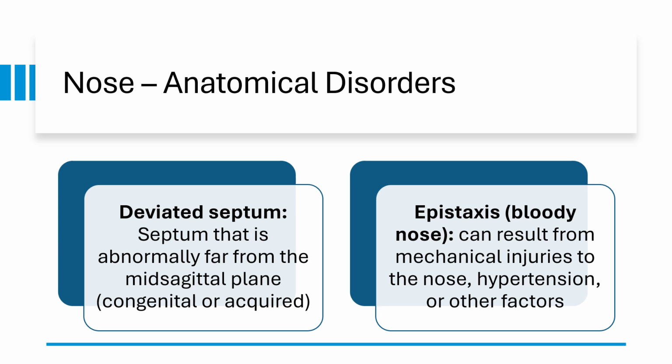The other thing you can have is this thing called epistaxis, which is basically a bloody nose. Now, this can result from mechanical injuries to the nose, hypertension, or other factors. We'll talk about this more in MedSearch 2, but if you ever see the word epistaxis, that's what that means.